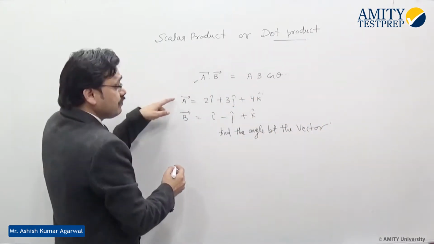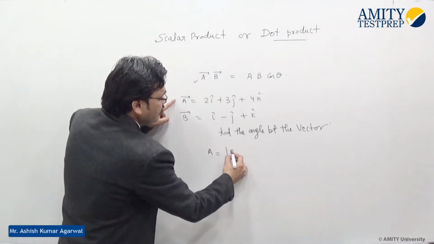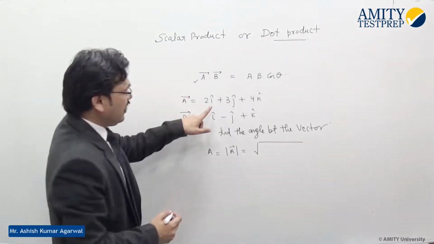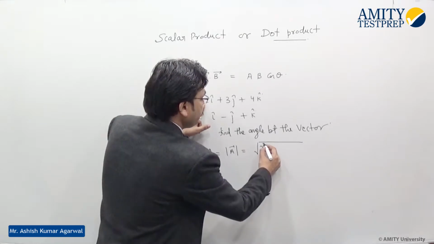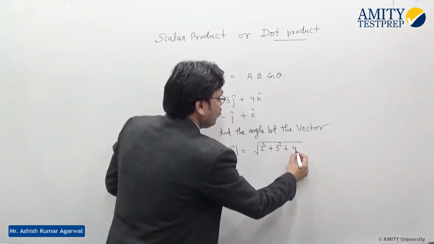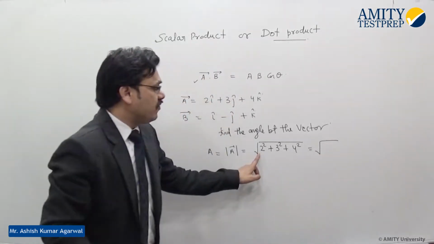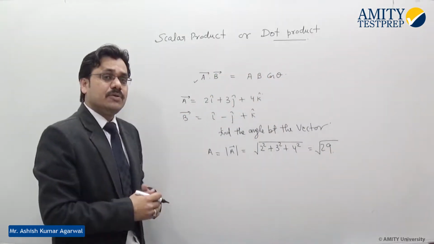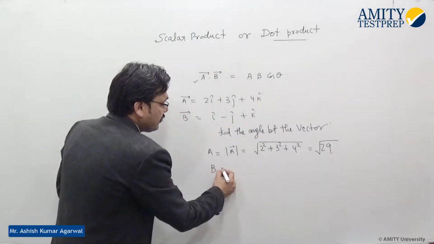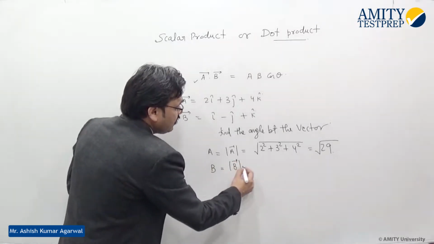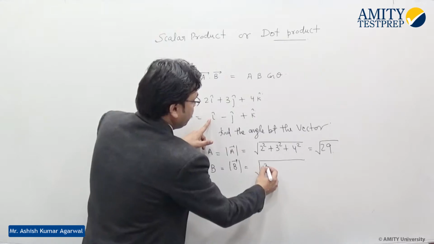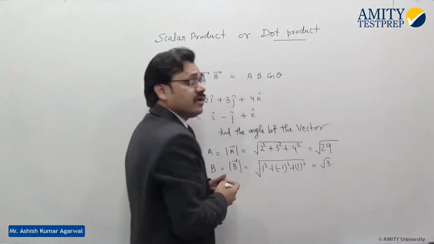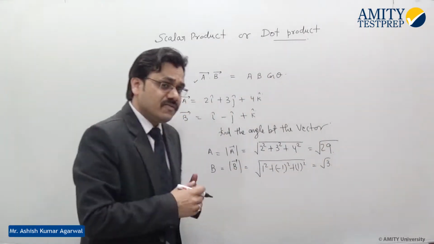Clearly, I have to find out the magnitude of A, which is modulus of A. How can I find out the magnitude of A? It will be under root of, I have to square the 2: 2 square plus 3 square plus 4 square. When I simplify it, 4 plus 9 plus 16 gives 29. So the magnitude of A will be equal to under root of 29. If I want to find out the magnitude of B, it will be modulus of B, which gives 1 square plus minus 1 square plus 1 square. Simplifying, we get under root of 3.